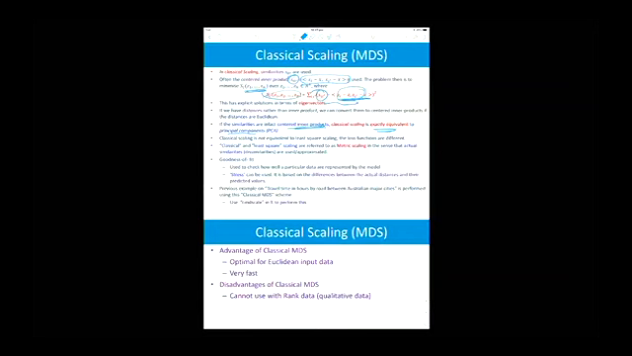Now we have 2 different ways of calculating the MDS. One is the metric method, in which we have the least squares approach, and the other one is the classical one. We call this method the classical method.